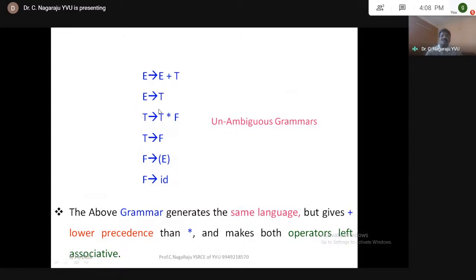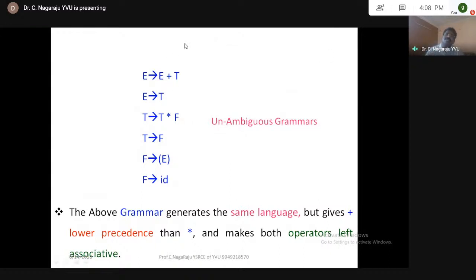So T can have the form of T star F. We are replacing E with another F. So then T is equal to F, and F is equal to the same thing. So that E and F is equal to N. So this is an unambiguous grammar. For this one, when you draw the tree, you can get only one tree. Definitely, I understood how to avoid the ambiguity.